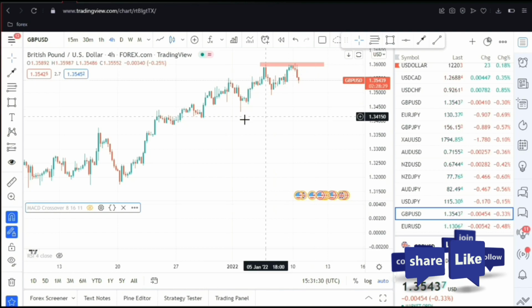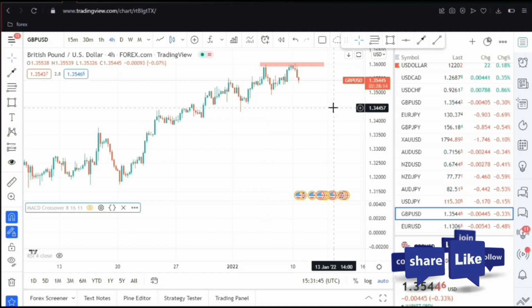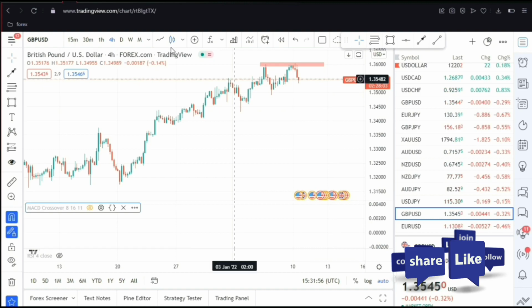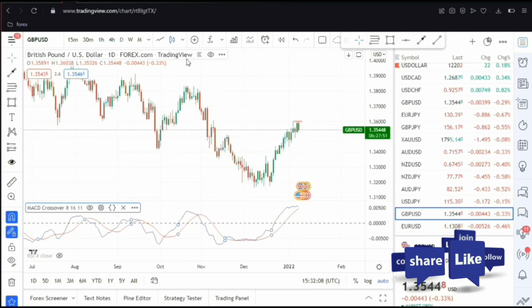So if you are a day trader, you can be looking through these levels and taking your trade. And since we have not seen any cross to the downside from the MACD on the daily time frame, we are still going to be in the structure, that is, still in an uptrend. If you go back and we see any cross from the MACD on the daily time frame, then we'll start going short on this market.